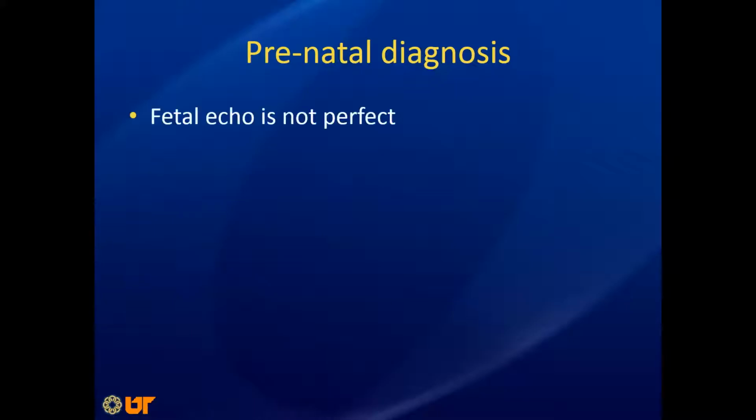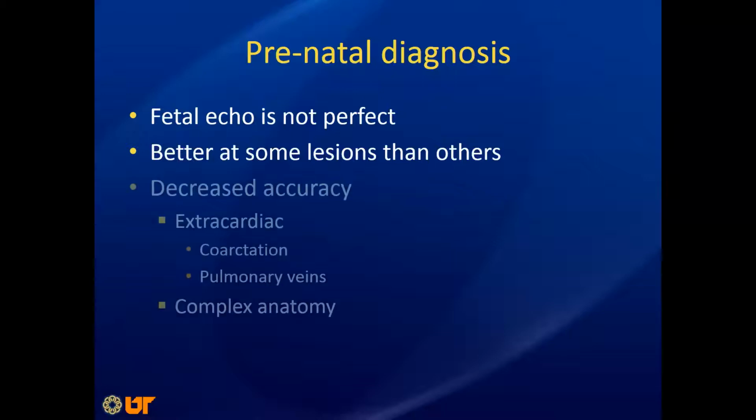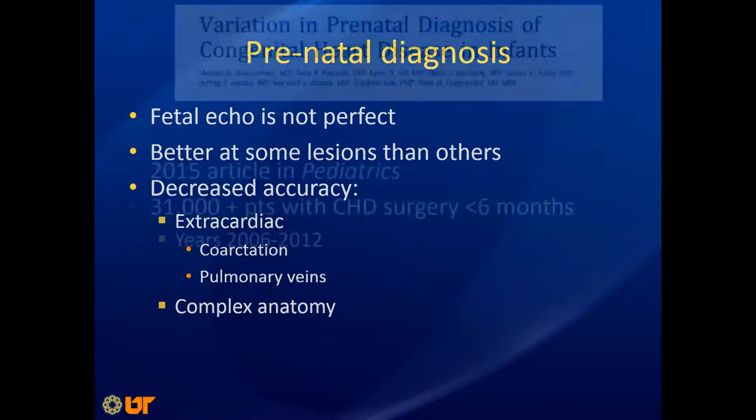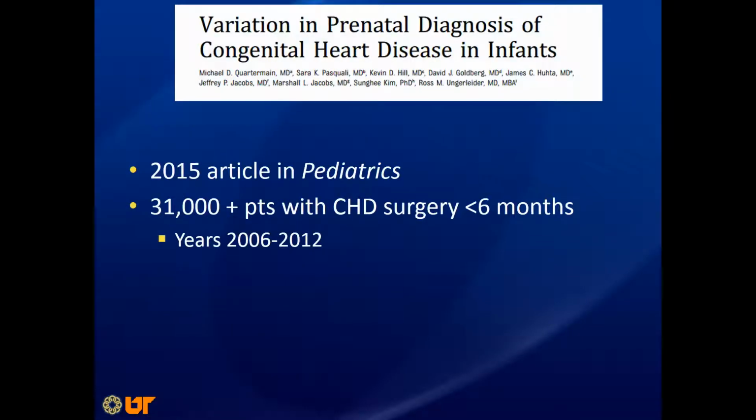So other things before birth: prenatal diagnosis. OB ultrasound is definitely not perfect, and even fetal echo is not perfect, but we're getting there. It is certainly better at some lesions than others, and there is decreased accuracy in extracardiac things. Coarctation of the aorta is really tough, and pulmonary vein abnormalities are really hard prenatally. Complex anatomy, where there are lots of different things in the plumbing, is sometimes hard to get exactly right prenatally as well. So there are some good studies about variations in diagnosis in congenital heart disease.